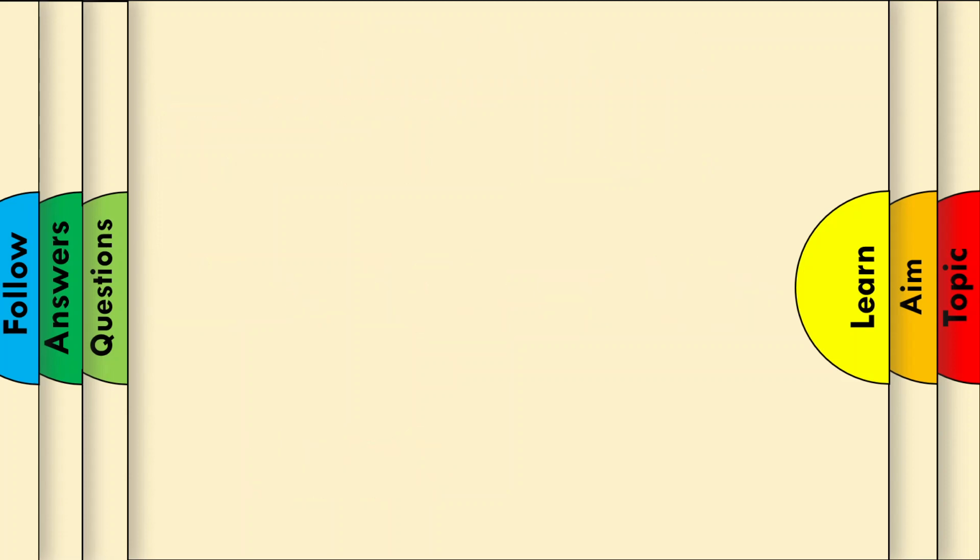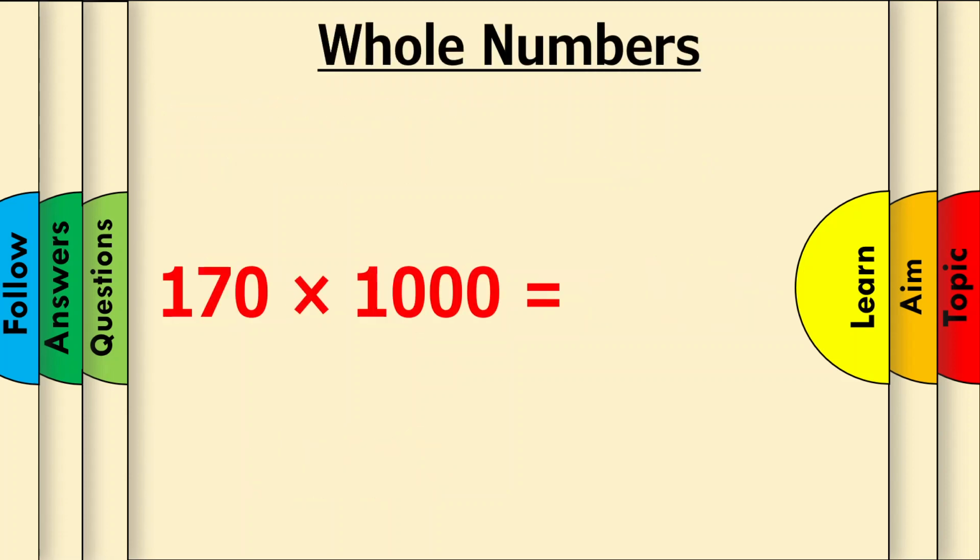Before moving on to decimal numbers, let's practice one more time. 170 times 1000 equals what? This time, pause the video and try to work it out yourself before hitting the play button.